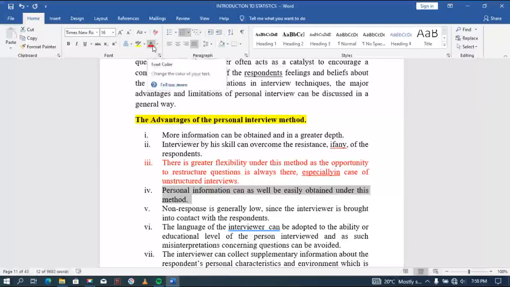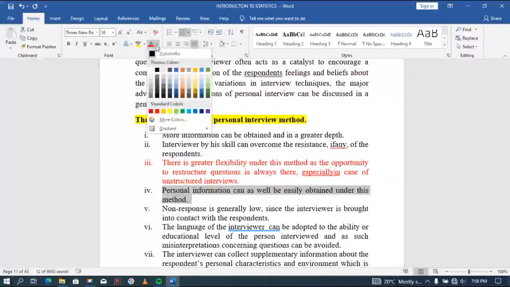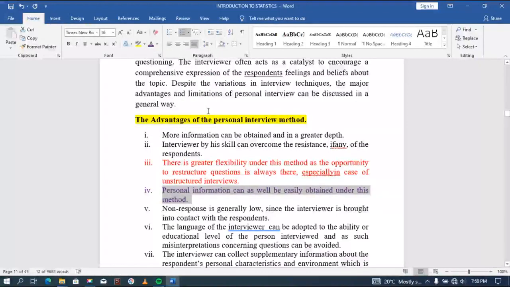Another one is that personal information can also be easily obtained under this method. The interviewee can get the courage, knowing that the information needed will be confidential, and will be able to give the information as needed by the interviewer.